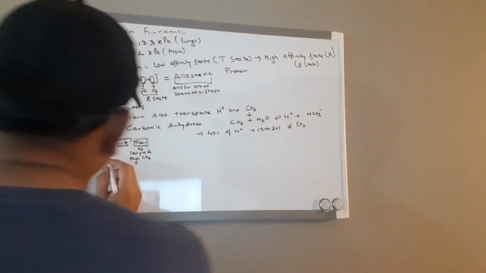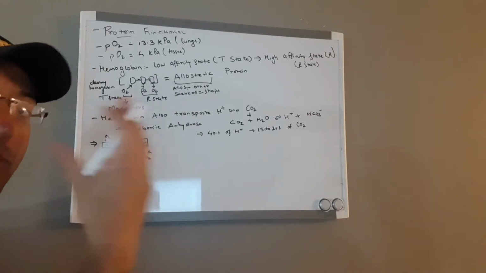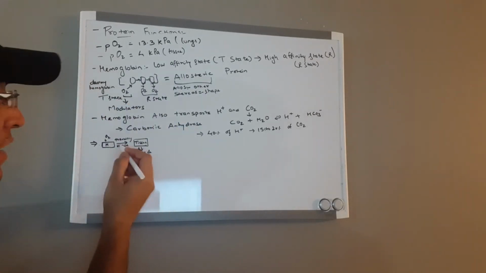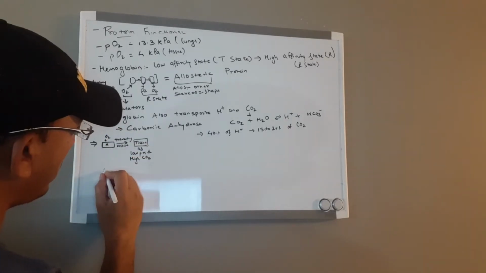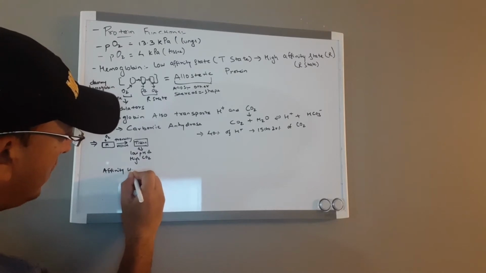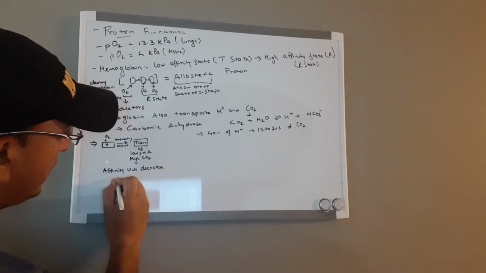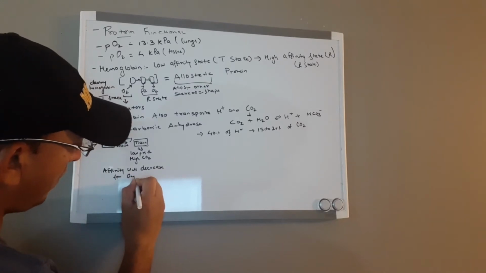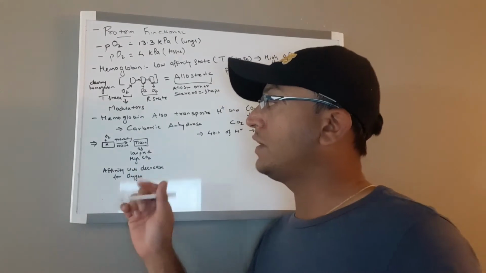So when this hemoglobin comes here, the affinity of hemoglobin for oxygen will decrease. We'll write it down here. Affinity will decrease for oxygen.